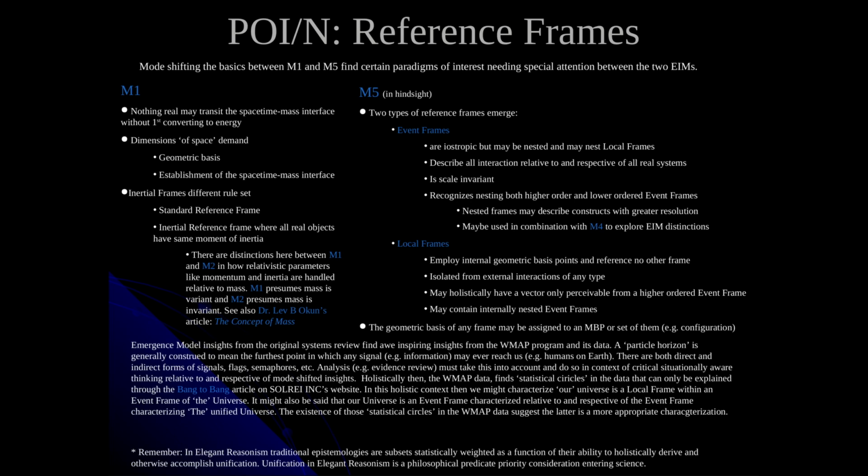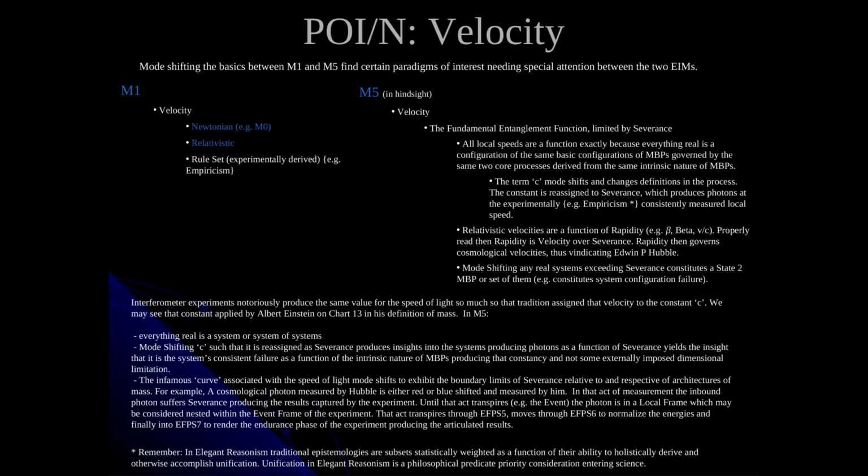The event frame and the local frame had to be created in order to accommodate the requirements of unification and the emergence model. The event frame is the frame that is describing all interaction between real systems. It is isotropic. It is scale invariant. Another interesting paradigm of interest or of nature is the concept of velocity. And mode shifting that between M1 and M5 is an interesting exercise, but it is another example of something that is really more complex once you start digging into it.